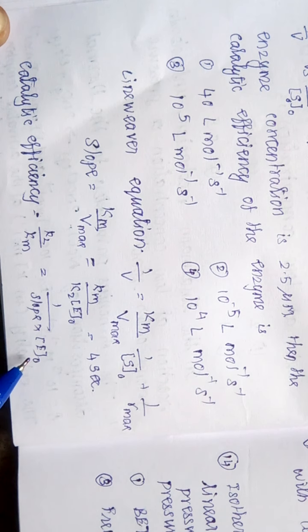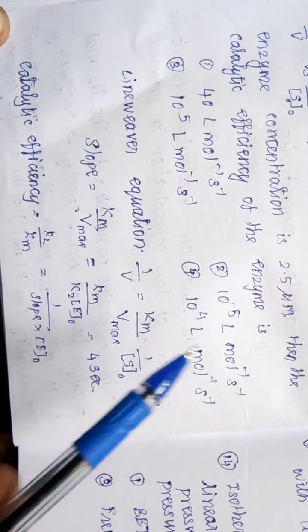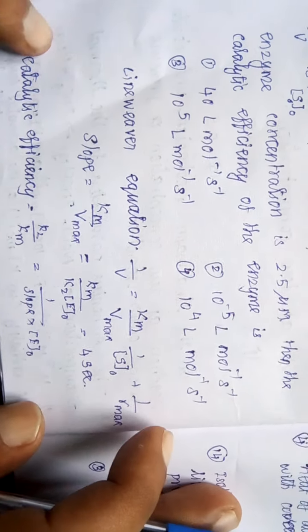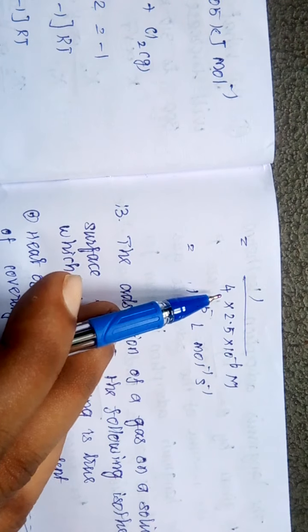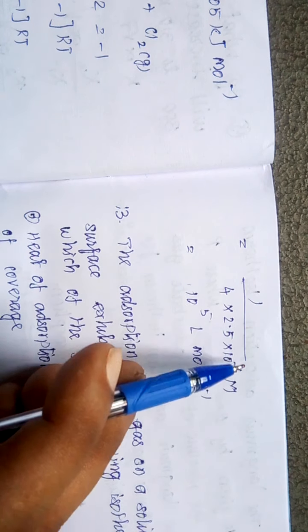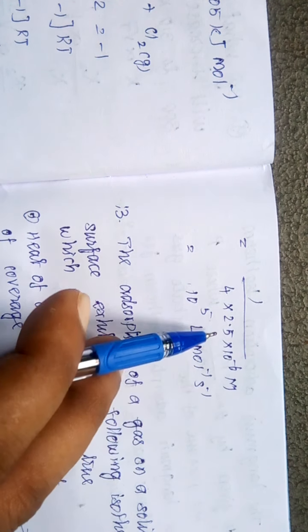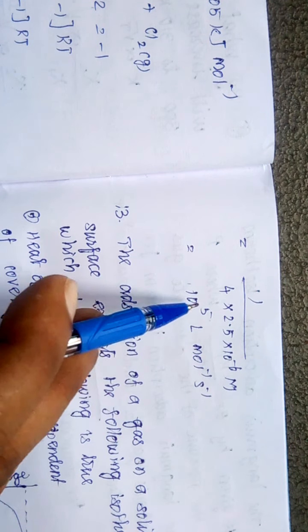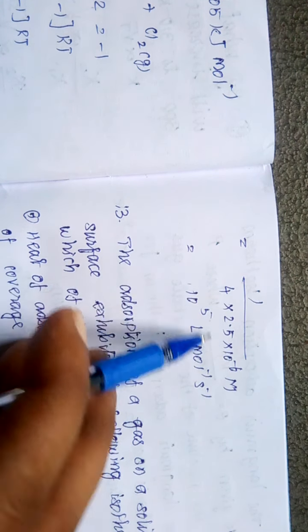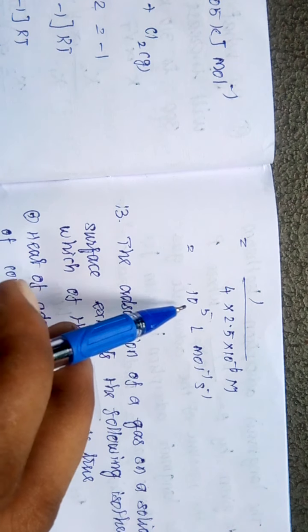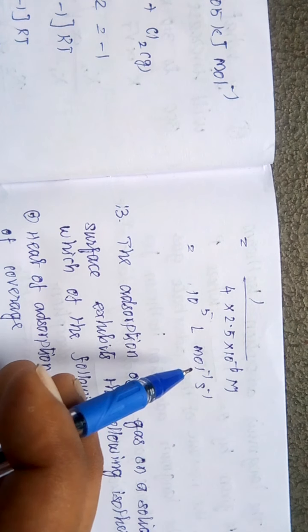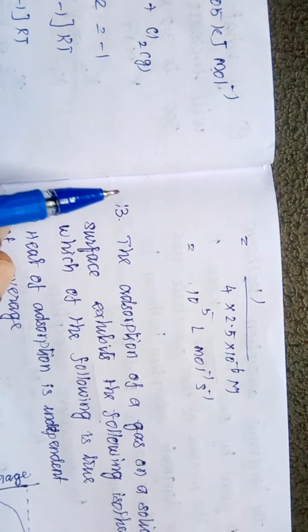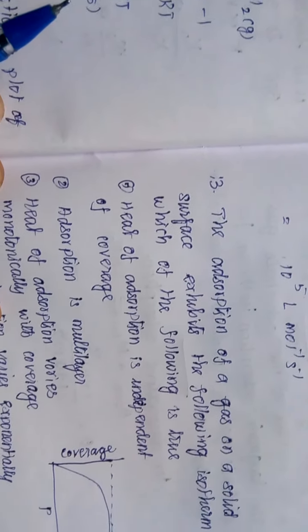Slope, they have given us 4 seconds. E naught is the initial concentration of the enzyme, so the enzyme will be 2.5 micromoles. When you substitute this, 1 by 4 into 2.5, micromoles is converted to 10 power minus 6 moles. So 4 into 2.5 will become 10. When you rearrange these equations and solve this, 10 power 5 liter per mole per second will be the catalytic efficiency of this reaction. Now we'll see the next question.